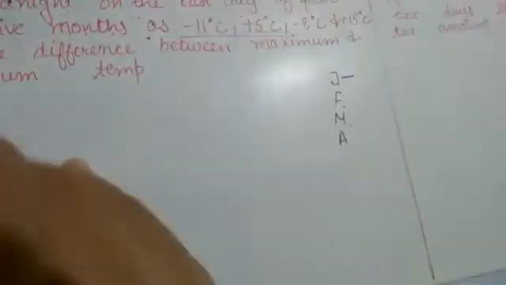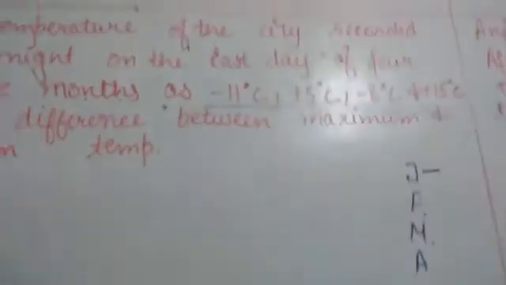On the last day means on the last day of January it is recorded, on the last day of February it is recorded, on the last day of March and on the last day of April it is recorded. And these temperatures are recorded on the last days of these months. And our question is: find the difference between maximum and minimum temperature. Maximum means greatest and minimum means smallest.